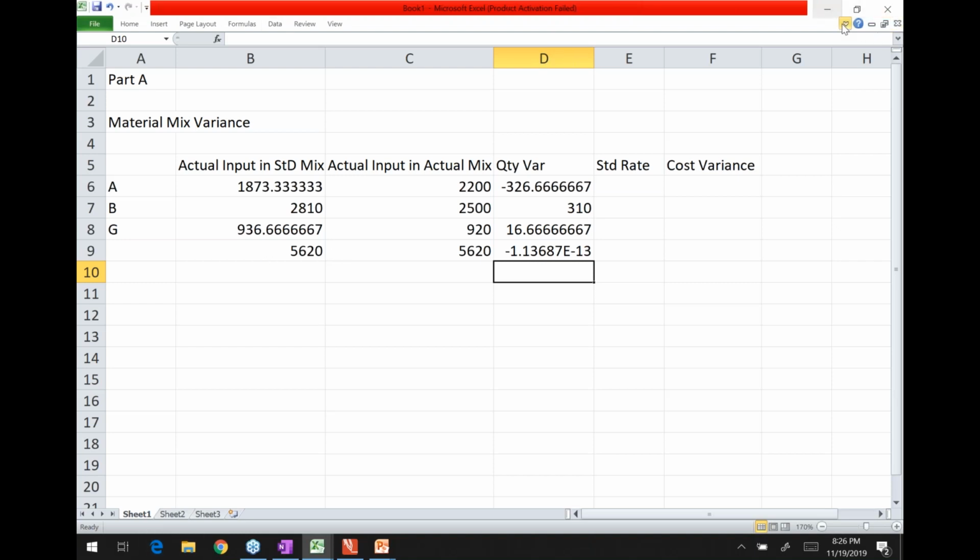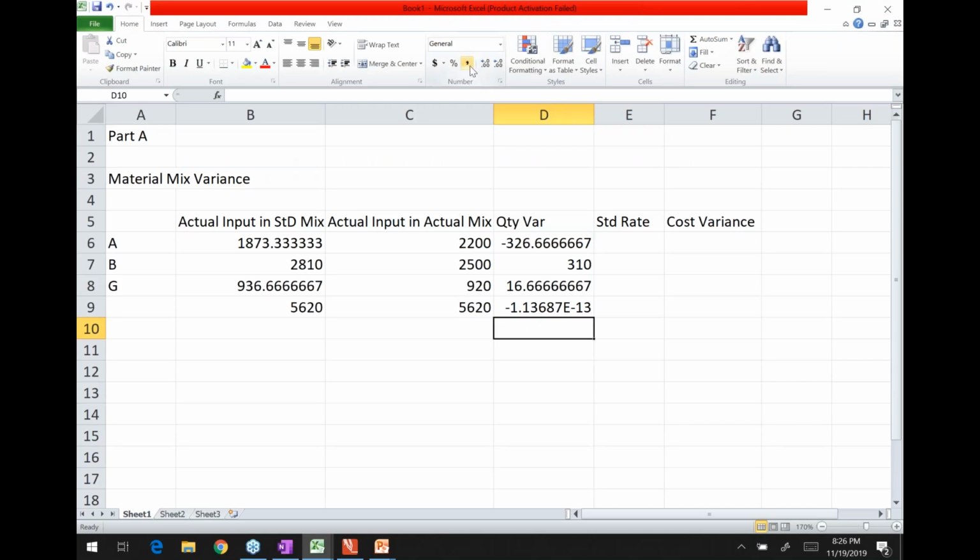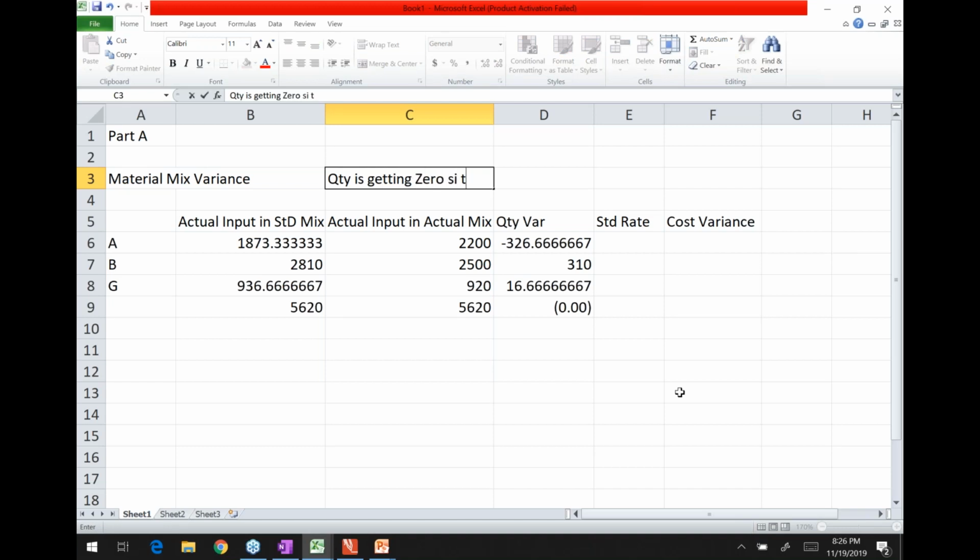This answer is basically 0 here. Once I round it off, yeah, this is 0. So you can see this is 0. This is the indication: if in a mix variance the quantity is getting 0, this means it's going right. If the quantity is getting 0, so this is right. And yes, this is right, as you can see.